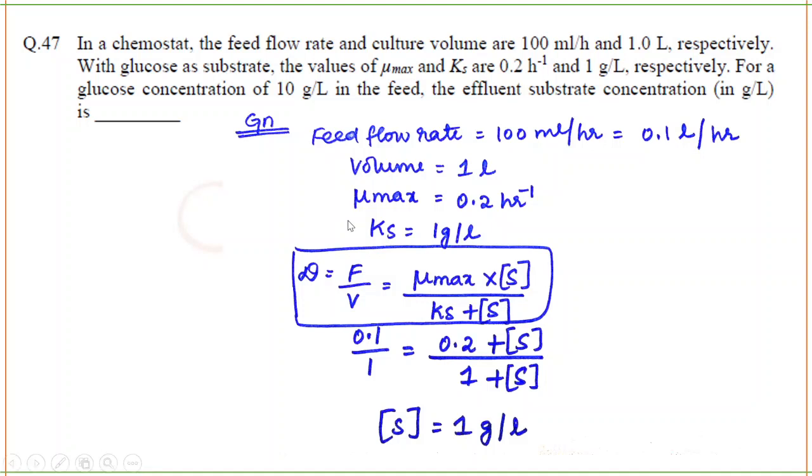So you're going to use the formula D is equal to F by V. You know, dilution rate is equal to flow rate by volume. That is equal to mu max into substrate concentration by Ks plus substrate concentration. You have the value of F, feed flow rate, that is 0.1, volume 1, mu max is 0.2, S you have to find out, divided by Ks is 1 plus substrate concentration. If you solve this, you will get substrate concentration to be 1 gram per liter.